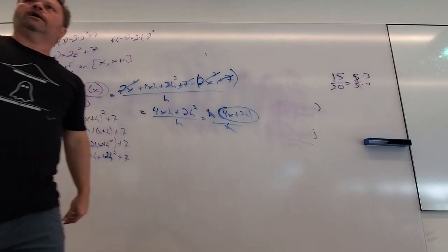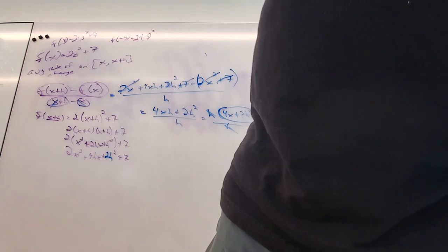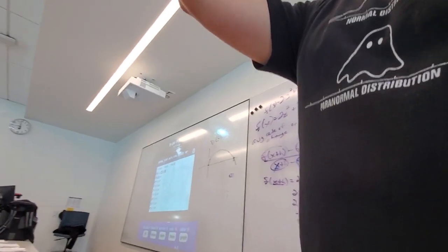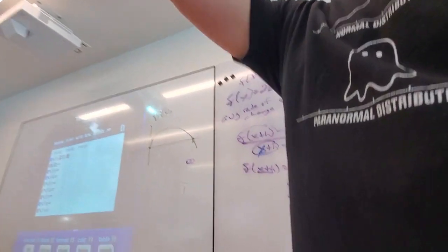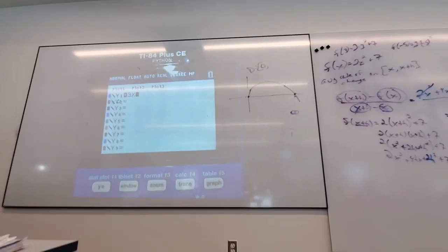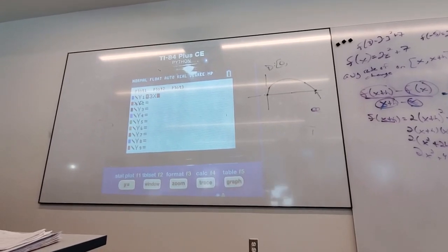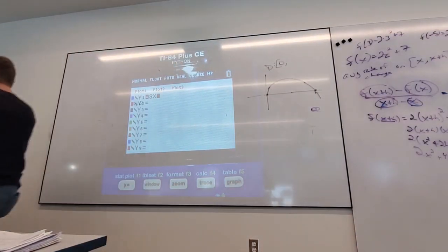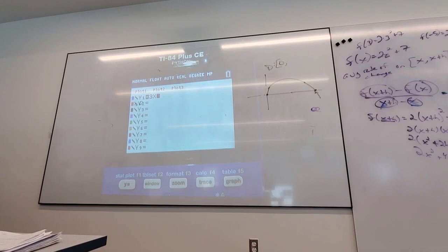We've done intersections of two equations. We've definitely done zeros, like finding the x-intercepts. Remember where it said left bound, right bound, guess? It's possible we haven't done max and min, but I thought I did.